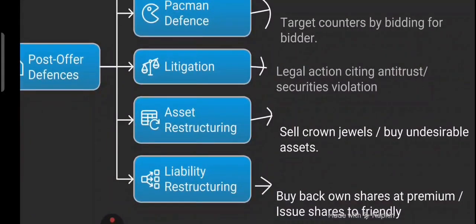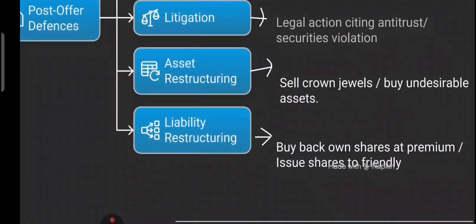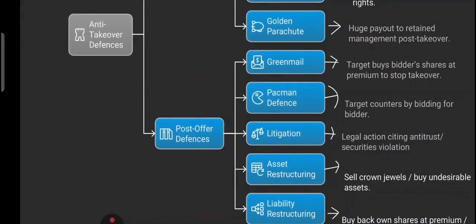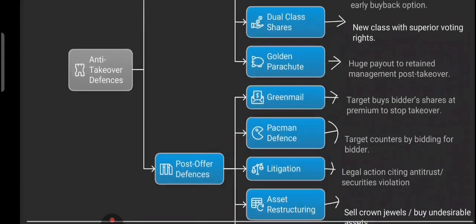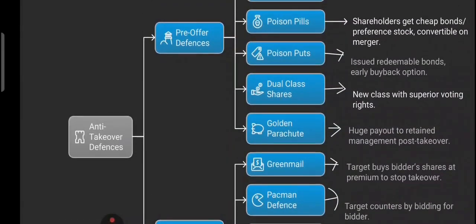Litigation means the target company sues the bidder, usually claiming rule violations, to slow down or stop the process. Asset restructuring means the company sells its best part, called the crown jewel, or buys poorly performing assets to make itself less attractive to the bidder. Or liability restructuring: the company takes on new debt or buys back its own shares to make the deal harder or costlier for the bidder. So in short, these tactics act like a shield that a company puts up to avoid being forcefully taken over. Some strategies buy time, others make the takeover more expensive or complicated, and some just fight back.